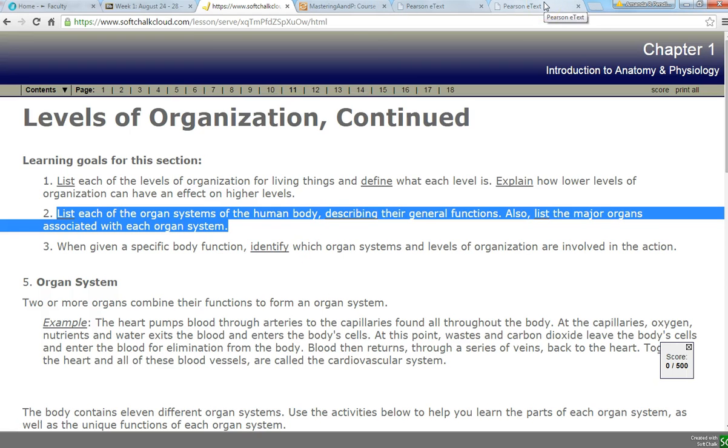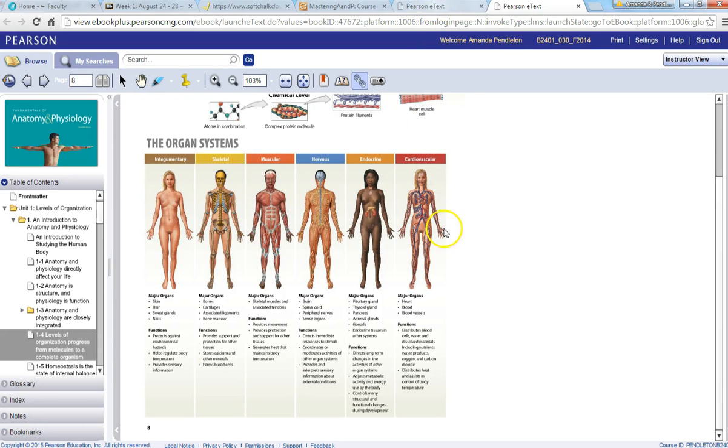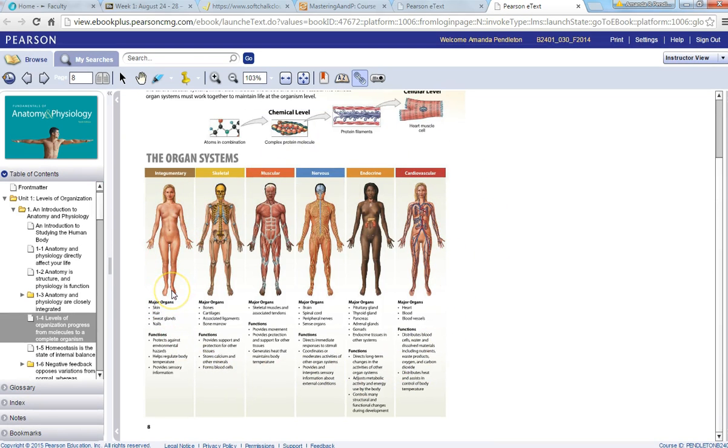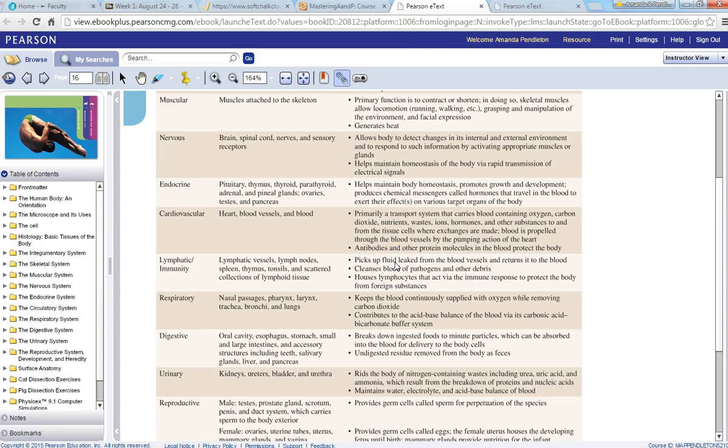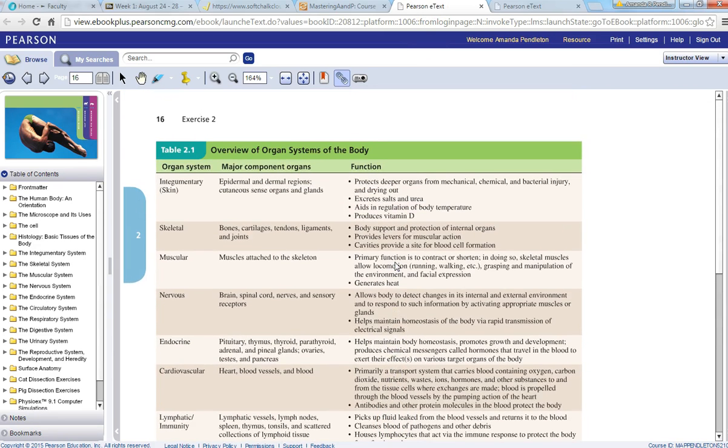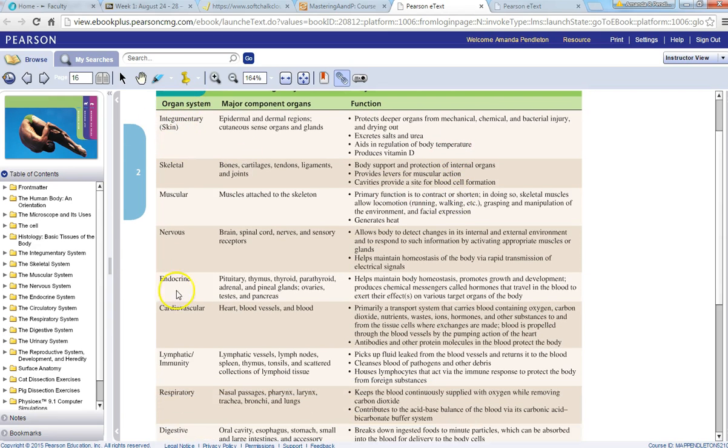There's a couple of really good places in your book that will help you with the next couple of things. One in your textbook on pages 8 and 9. There are these charts down at the bottom of the page, and those are really great. If you need more information, you should look in the text related to these pages, but the charts are often a good place to start. And then also, in your lab manual on page 16, there is this table that gives you a good overview of each of the organ systems.